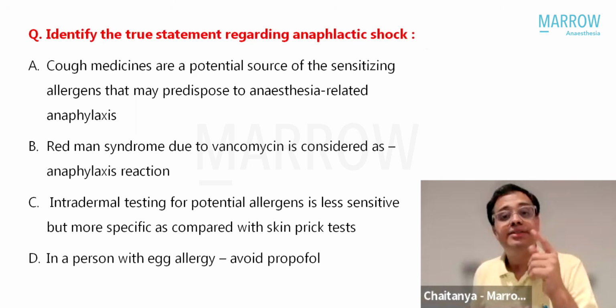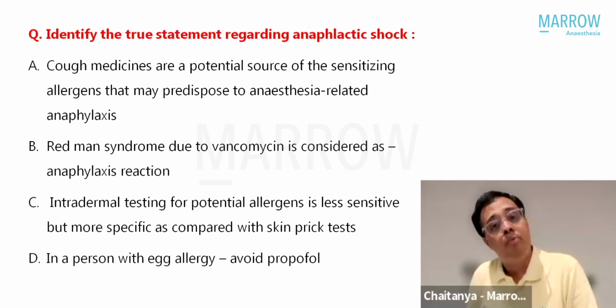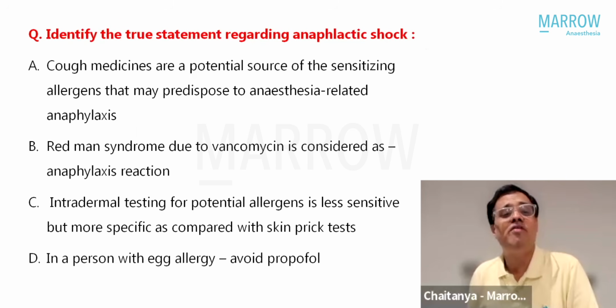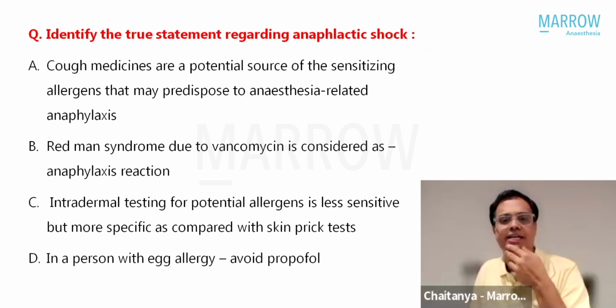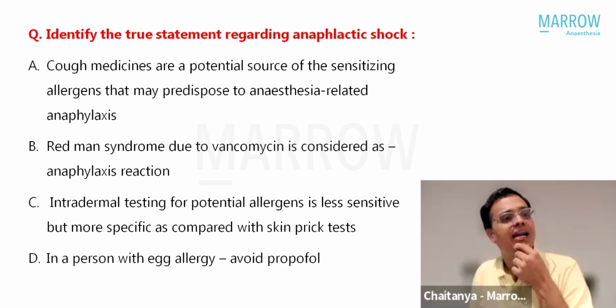Then comes why muscle relaxants are prone to allergic reactions. Which group of muscle relaxants? Again, I want to ask you a question. We can give propofol in egg allergy because the allergy is due to albumin. Very good. D is the right answer. Atracurium. Right. I want to know which group, not drug.